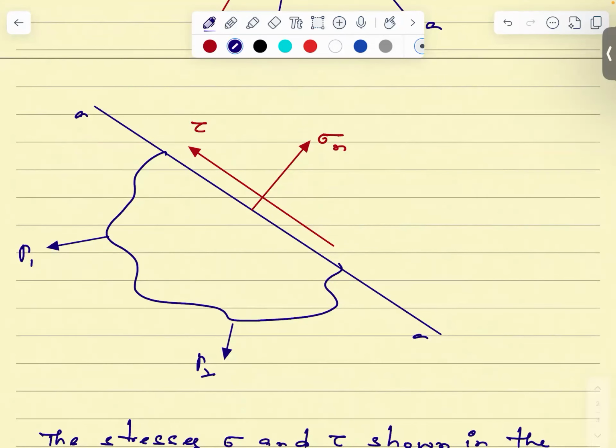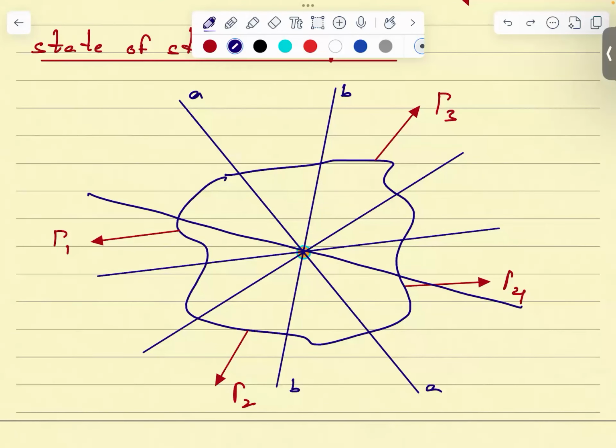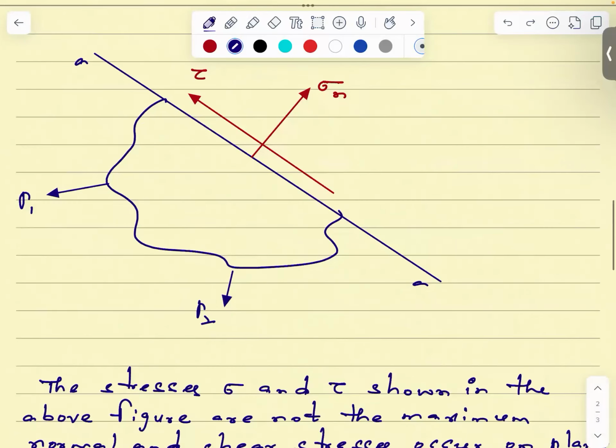So it may happen that the maxima will occur in this plane corresponding to sigma n and tau. For this case, the maximum can happen something like this, or something like this. We cannot say as of now because we don't have any formula to find on which plane the maxima or the minima happens.